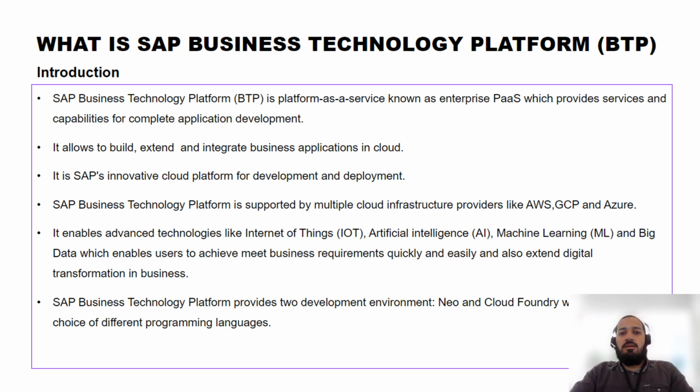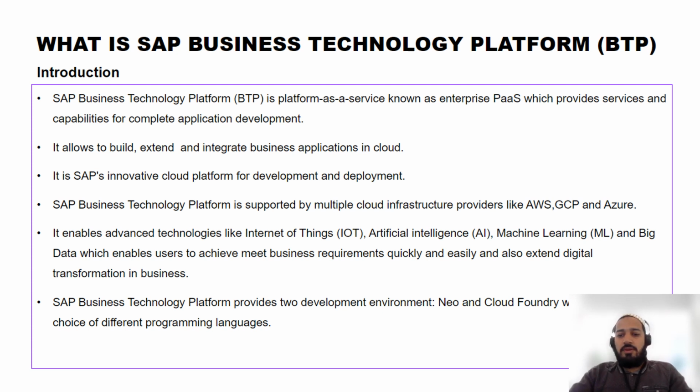What is SAP BTP? SAP BTP is a platform as a service, also known as enterprise PaaS, which provides service capabilities for complete application development. It allows us to build and extend our integration business applications in the cloud. It is SAP's innovative cloud platform for development and deployment. It is also supported by multiple cloud infrastructure providers like AWS, GCP, Azure, and there are more coming in.